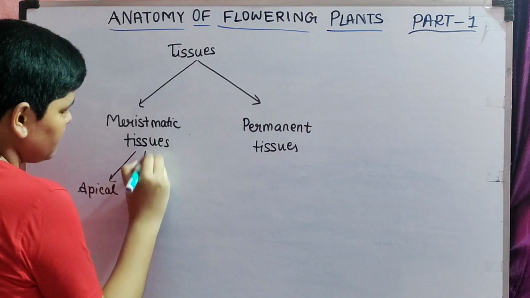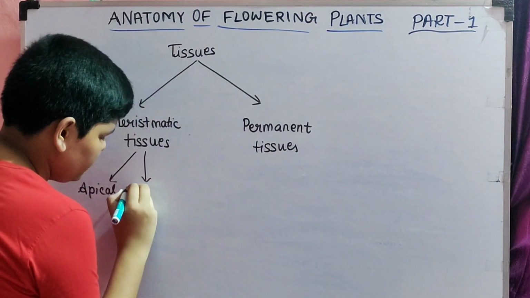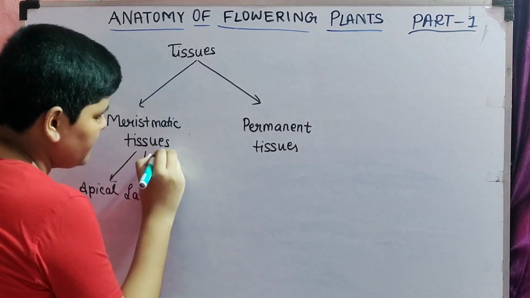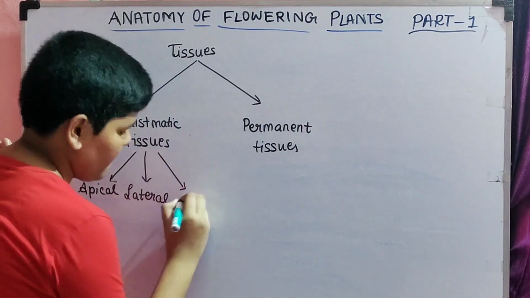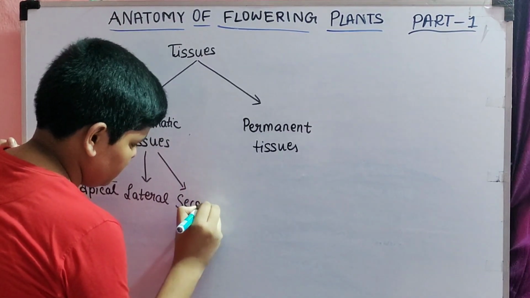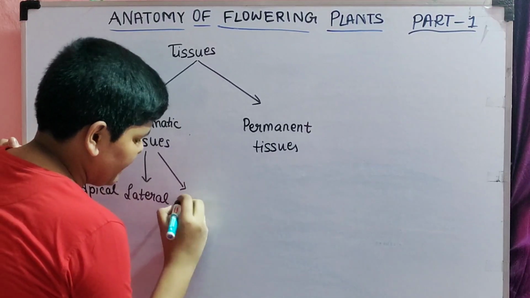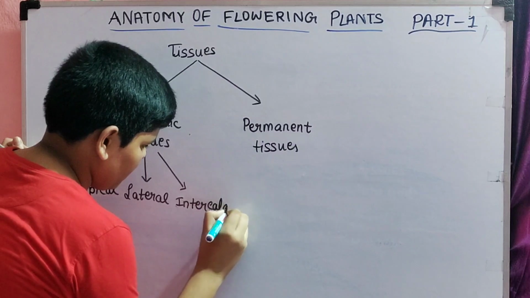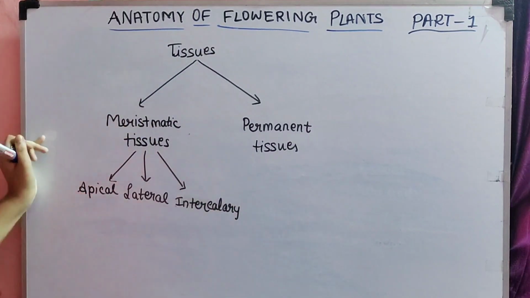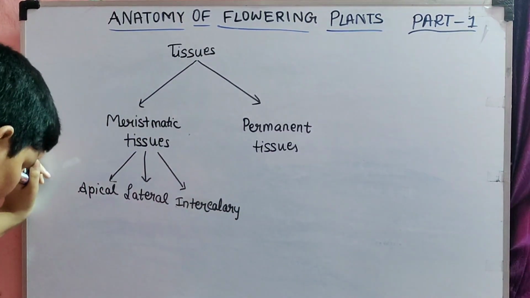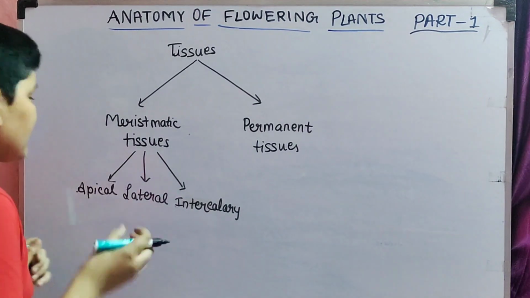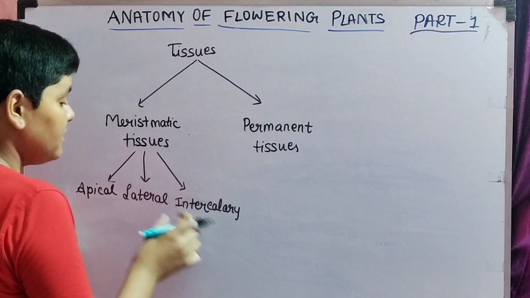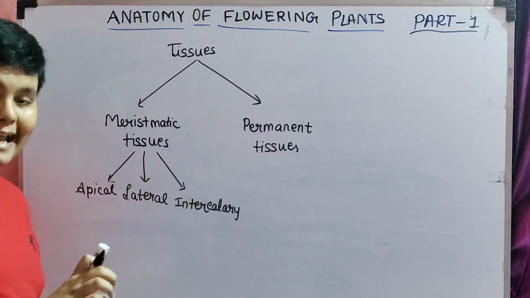Apical meristems. Then we have lateral meristems, and then we have intercalary. So the meristematic tissues are of three types. One is called apical meristem, second is called lateral meristem, and third is called intercalary meristem.